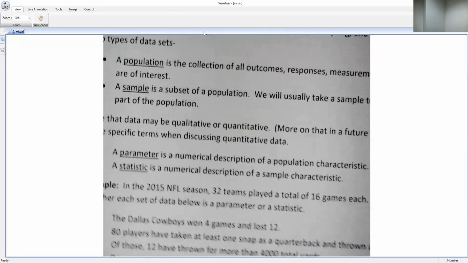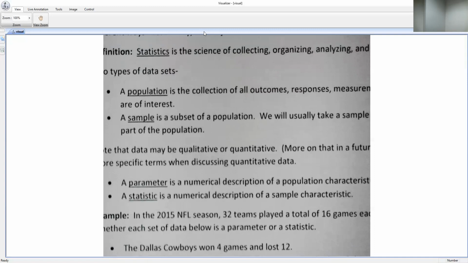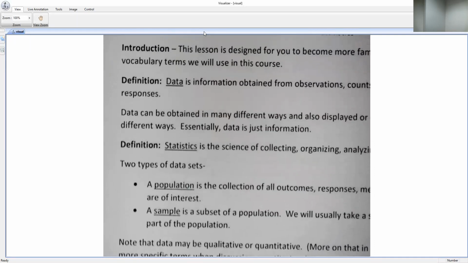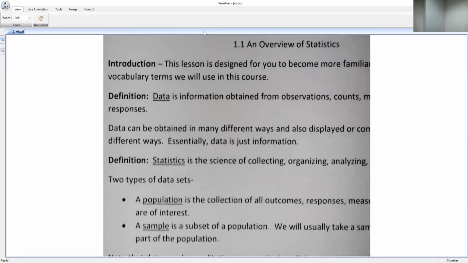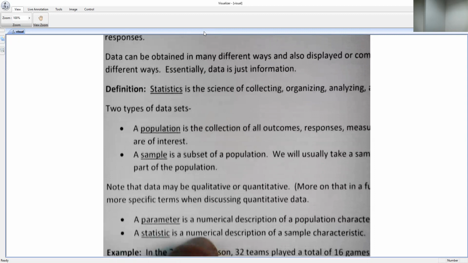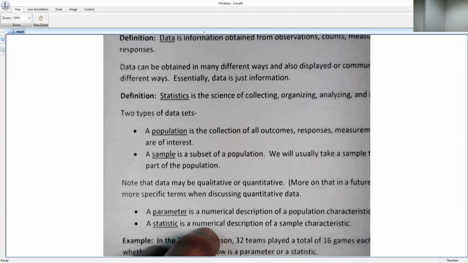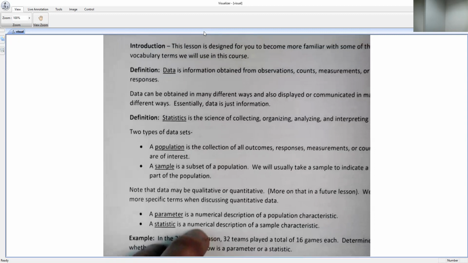Okay, class, for our next lesson, the 1.1 overview of statistics, you'll notice that this one is not a review lesson. This one is actually in the textbook. I'll zoom out a little bit for you. Okay.